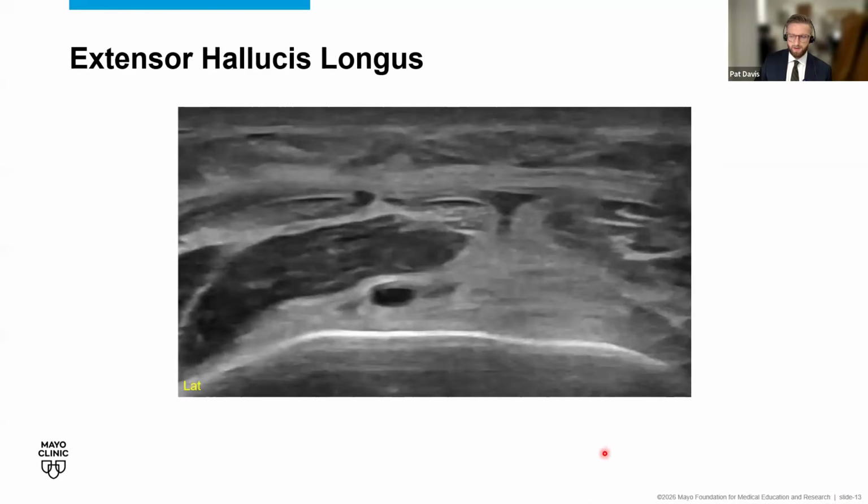So for all intents and purposes, that tibialis anterior appeared normal to us, at least on our initial diagnostic scan. Next, moving more towards the lateral portion of the ankle, we'll evaluate the extensor hallucis longus, which lies between the tibialis anterior and the extensor digitorum longus, and inserts onto the dorsal surface of the base of the distal phalanx of the great toe. Here it's evaluated in short axis, as I had mentioned.